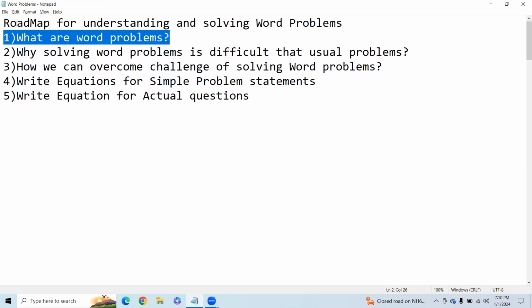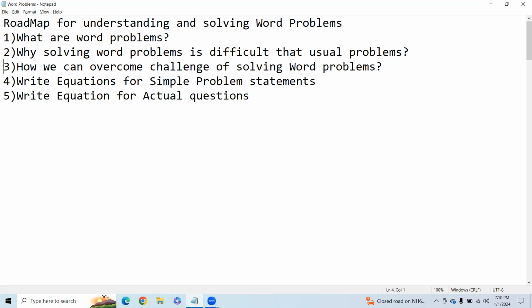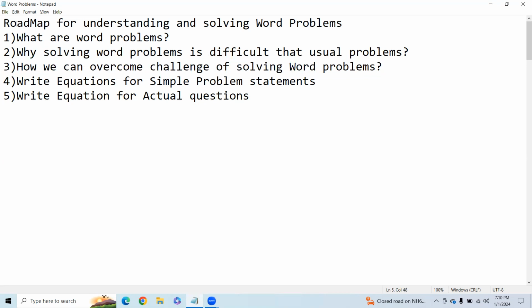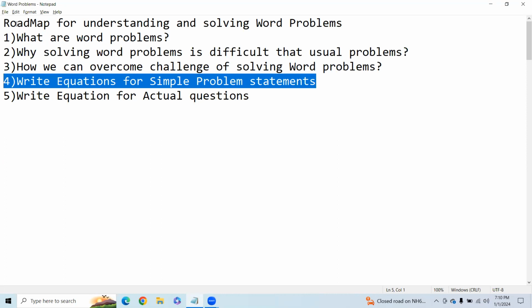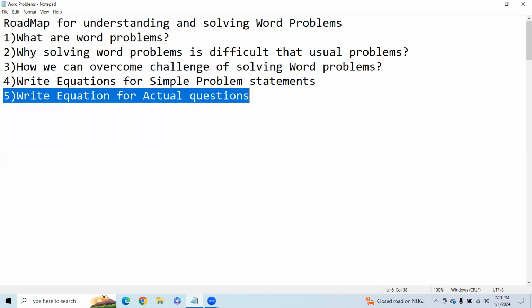We'll see what word problems are. Then we will see why solving a word problem is more difficult than a usual problem. If you have observed across most students, solving a normal problem is easy, but when it comes to a word problem, we face a challenge. Then we'll see how we can overcome that challenge. After that, we will try to write equations for simple problem statements, and once we are comfortable with that, we will write equations for actual questions. So let's get started.